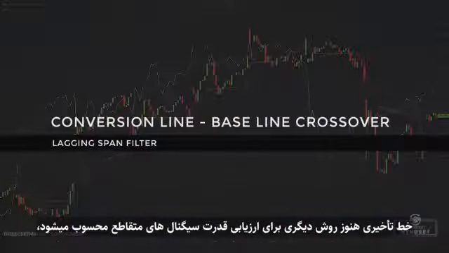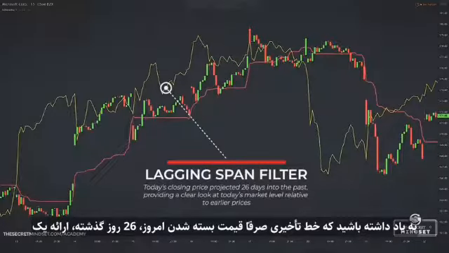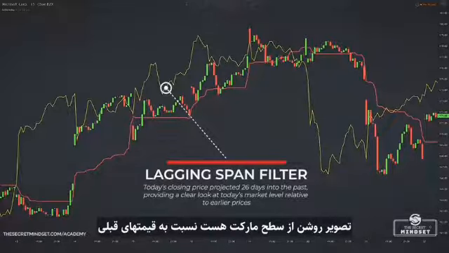The lagging span provides yet another way to evaluate the strength of the crossover signals given by the conversion line and the baseline. Remember that the lagging span is simply today's closing price projected 26 days into the past, providing a clear look at today's market level relative to earlier prices.